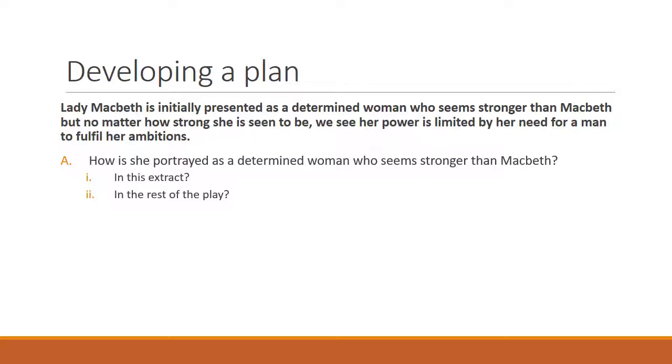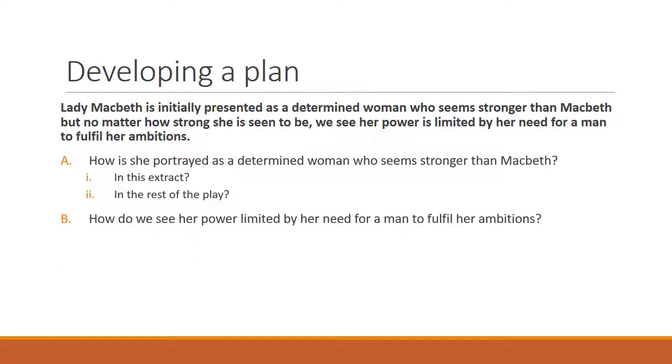Right? Although you don't have to approach it in this way, with sections where you deal with extract then rest of the play, extract then rest of the play, the chief examiner has noted that the best students generally did do this, and it does help towards a 5. So having then analysed in the extract how she's a determined woman who seems stronger, having then looked at how that works in the rest of the play, you move on to the second section.